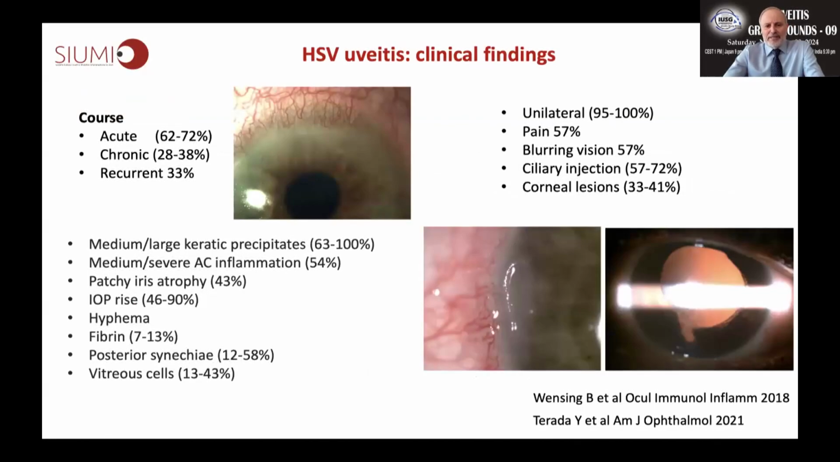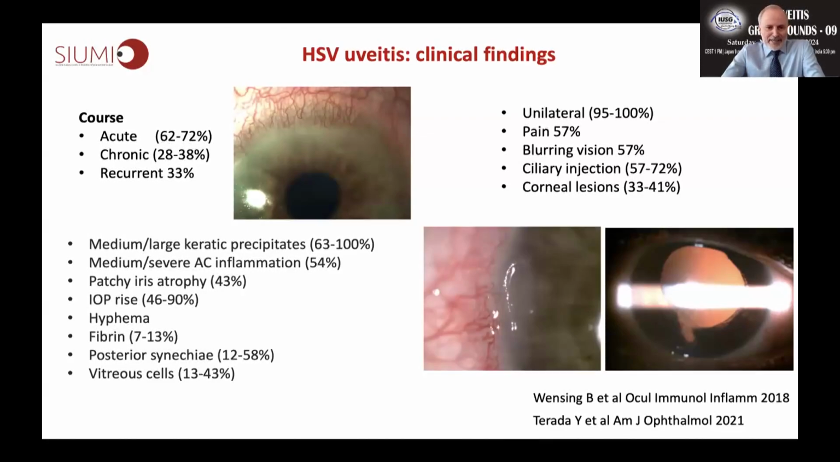As far as symptoms are concerned, the patient presents with pain and blurring of vision. They can present ciliary injection, and in almost all the cases, this uveitis is unilateral. It is important to remember that corneal lesions, even before or after the onset of uveitis, can affect the patients in 30 to 40% of the cases.